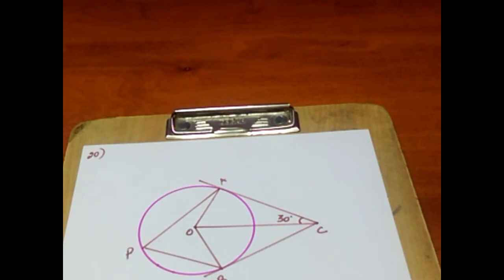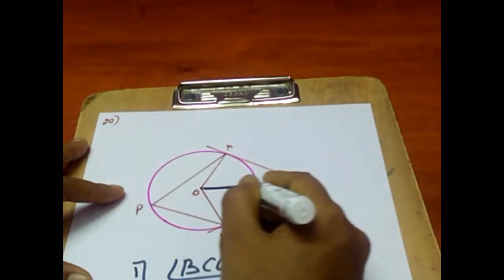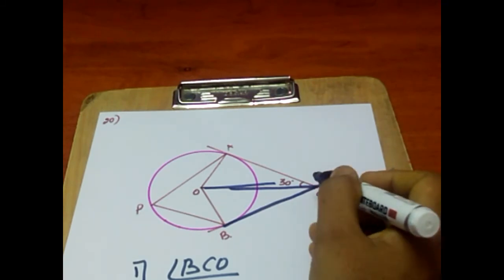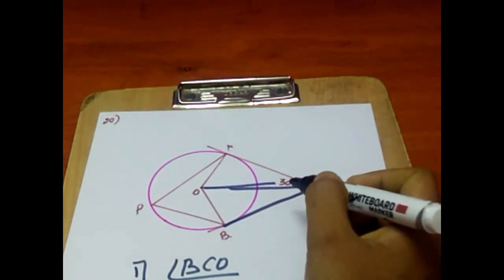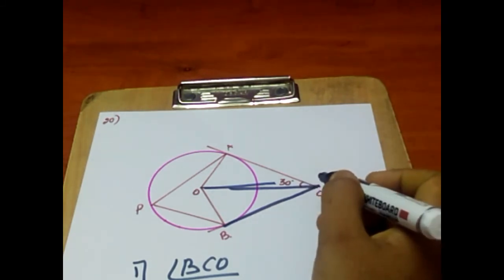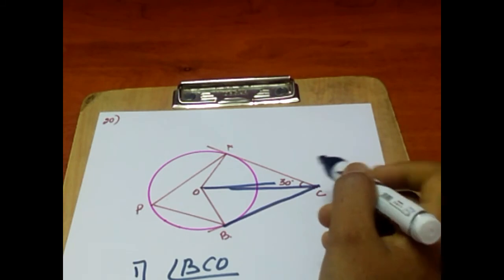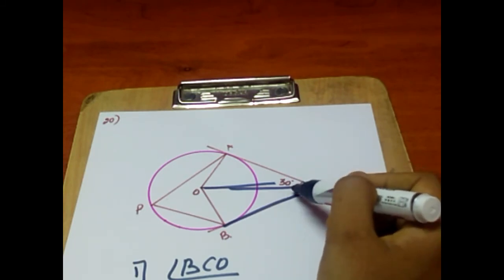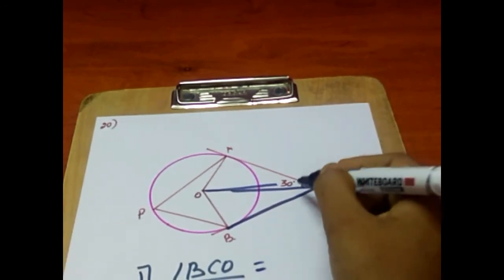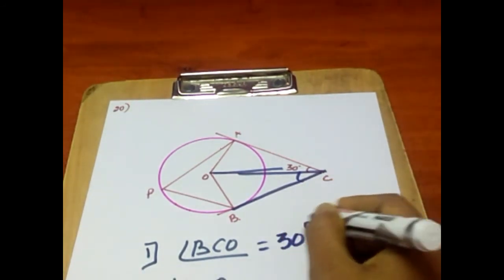The first point is angle BCO. We need to find the measure of angle BCO. From the external point C, the tangents drawn are CA and CB. We have learned the theorem that tangents drawn from an external point are equal. With this, we also know that tangents are equally inclined to the line joining the external point and the center of the circle. Hence, by theorem, angle BCO is also equal to 30 degrees.